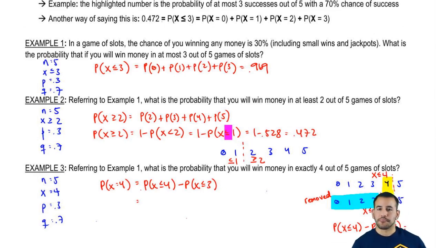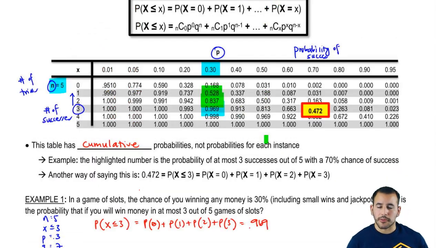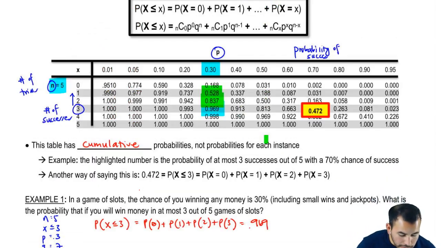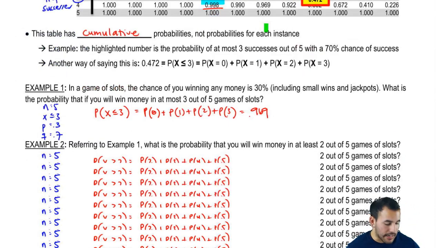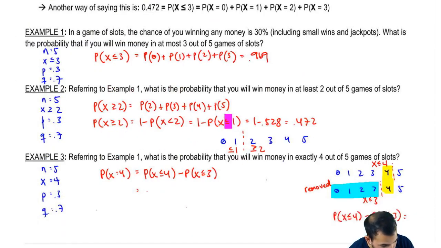So once we look this up on our table, when we look at 4, we get 0.998, and 3 gives us 0.969. So 0.998 minus 0.969, and so we end up with 0.029.